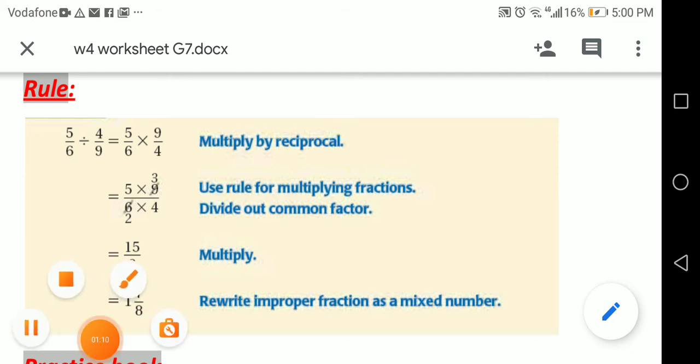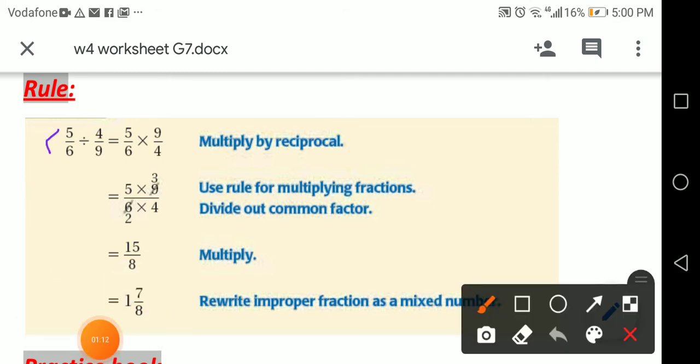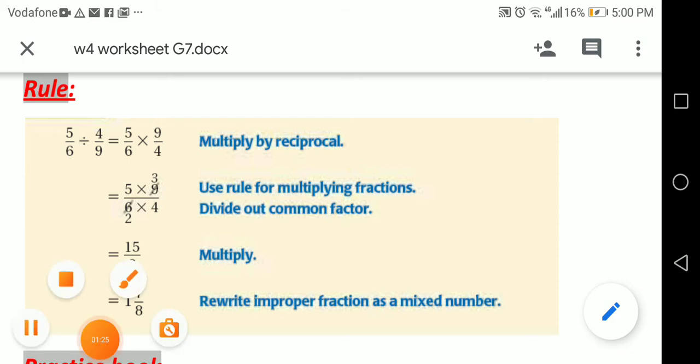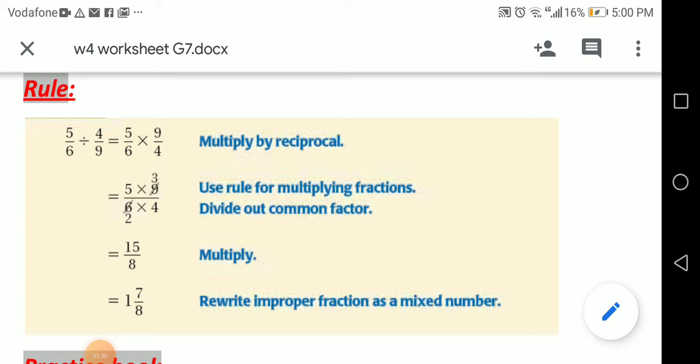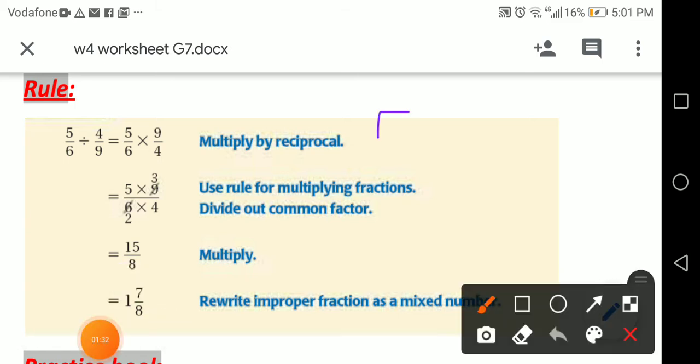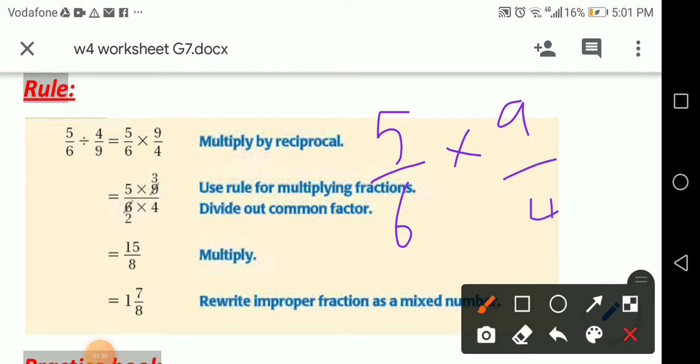Again, if I have 5 over 6 divided by 4 over 9, the dividend 5 over 6 will be the same. The division sign will be multiply. And 4 over 9 will change to 9 over 4. Now I have this multiplication, 5 over 6 multiplied by 9 over 4, after converting the divide sign into a multiply sign.